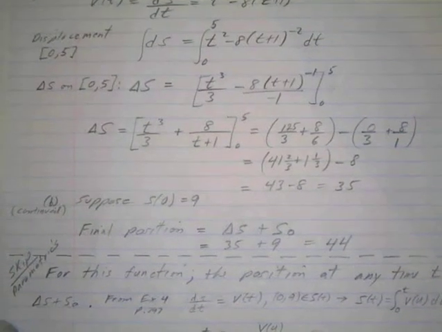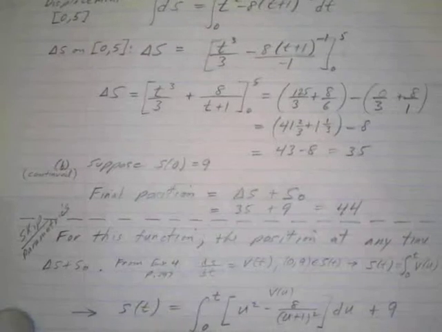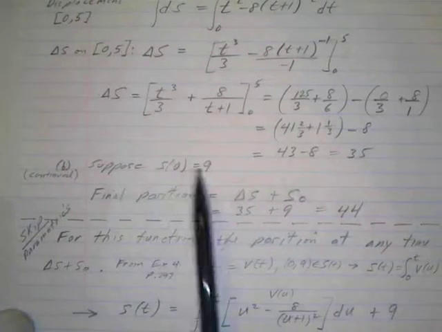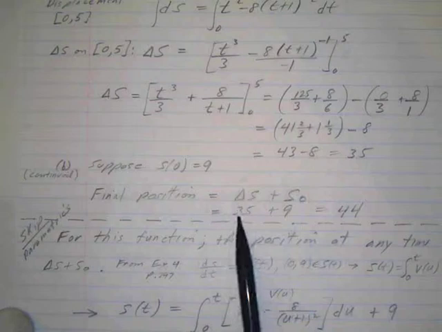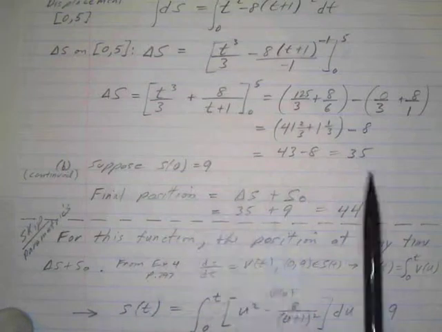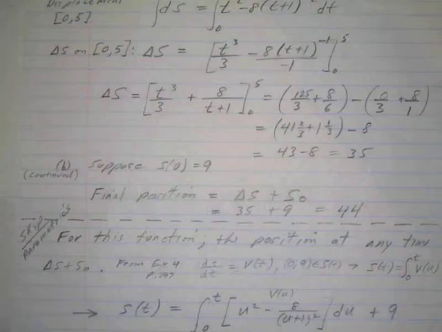But they actually wanted you to find the final position. So the final position would be the initial position plus the displacement, delta s plus s sub 0. We found delta s through this antiderivative process to be 35, and if we add that to the initial position, you end up at 44.